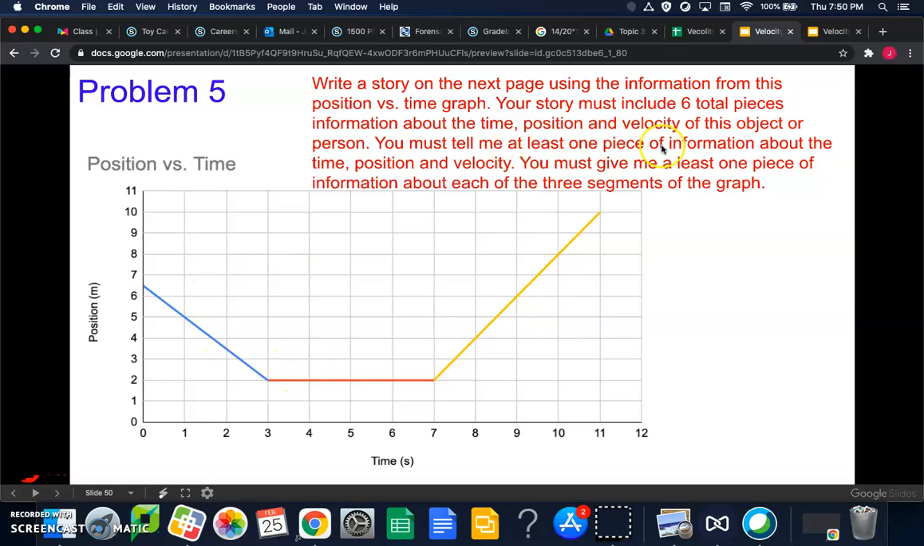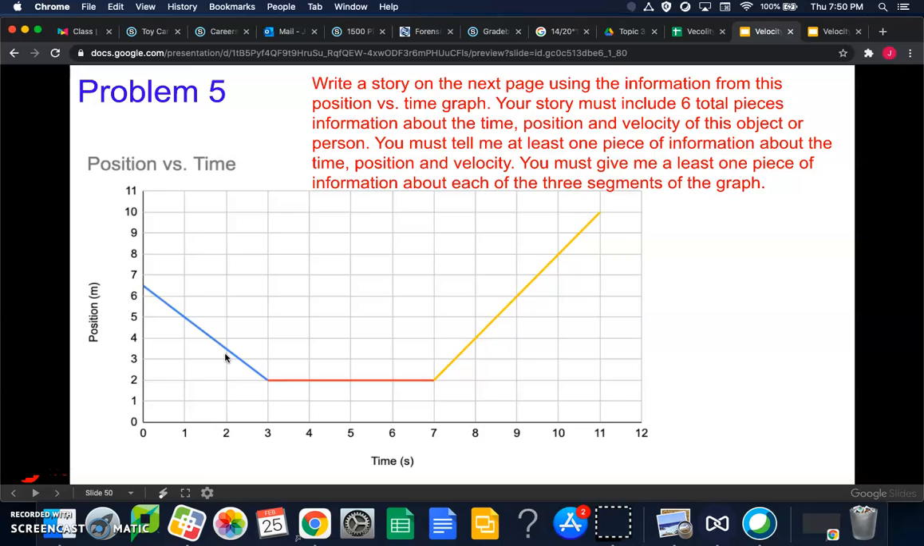You've got to tell me at least one piece of information about time, one piece of information about the position, and one piece of information about velocity, right? So you can't just tell me all about the positions or all about the times or all about the velocities when you tell your story. And then you've got to give me one piece of information from each segment too, right? You can't only talk about the orange segment, or only the red segment, or only the blue segment. You've got to talk about all three.